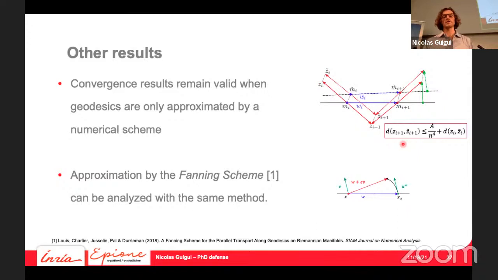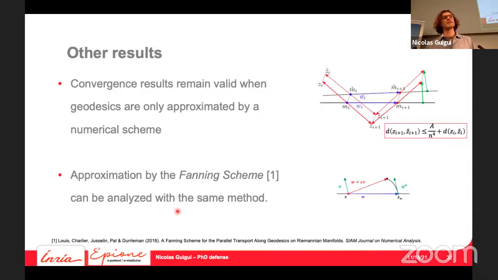And this really opens the field of applications widely, because it applies when we cannot compute geodesics in closed form, for example, in computational anatomy. And I also studied the fanning scheme with the same tools. The fanning scheme is another approximation method introduced by Maxime Lorenzi in particular, and Xavier Pennec. And it uses Jacobi fields to compute parallel transport, in theory.